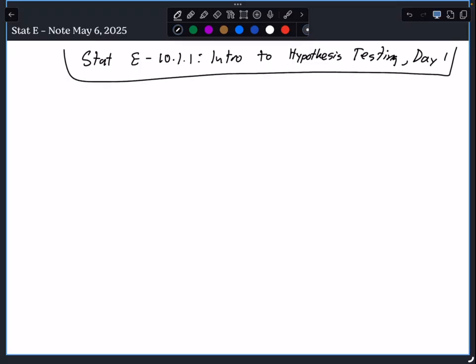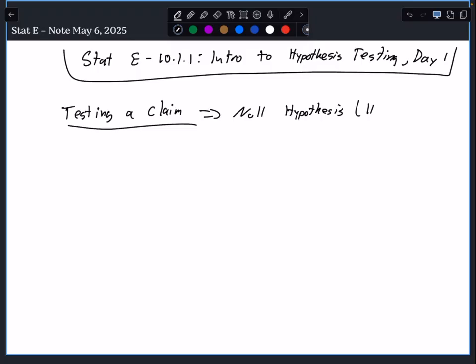So in hypothesis testing, and really any scientific paper or work in reality, what we're doing is we are testing a claim. So there's some claim that is made, and that claim is what we refer to as a null hypothesis. This is what I believe to be true.